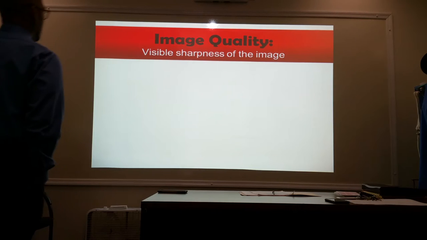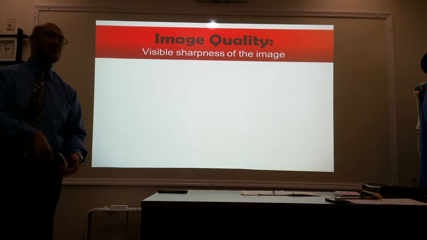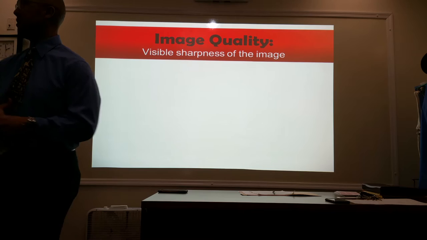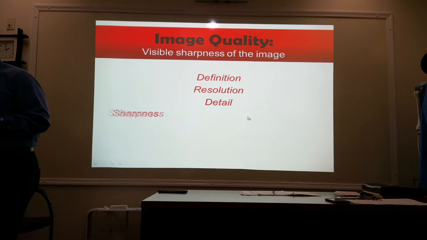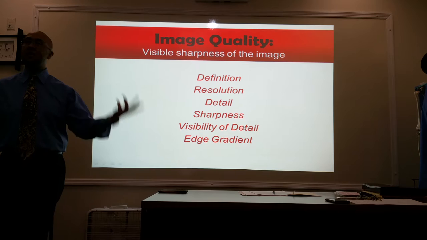We're talking about the visible sharpness of an image. We've been talking a lot about contrast and density. Now let's talk about the sharpness or the detail of an image. When we're talking about visibility of sharpness, we're also talking about definition, detail, resolution, sharpness, visibility of detail, edge gradient. These all mean the same thing.